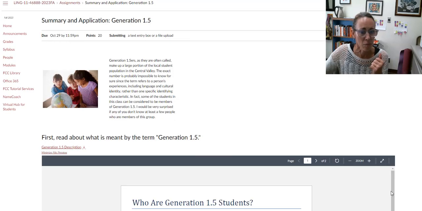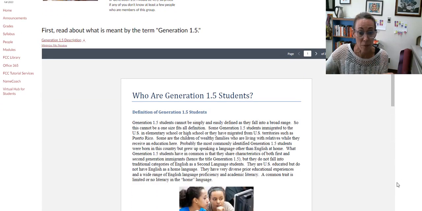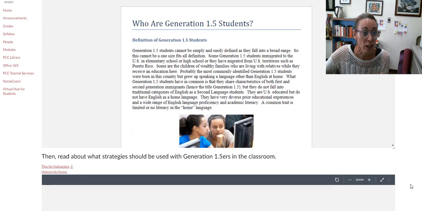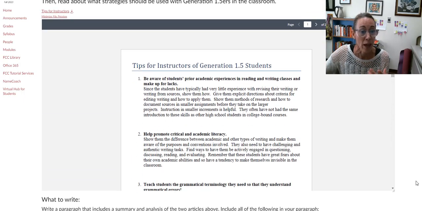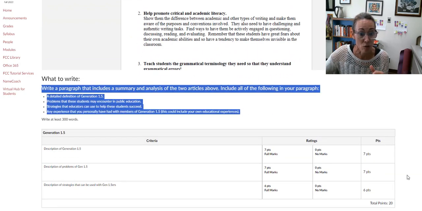And then I've got some information about a very special population of second language learners called Generation 1.5. Some of you may have heard of this before. Some of you are part of this group. So you can read about them. They have very special needs, and many of you, probably most of you, will have Generation 1.5ers in your classes. This is a really large population here in the Central Valley. It's really important to know about them, and I've got some tips for instructors, and then some questions that I want you to answer.